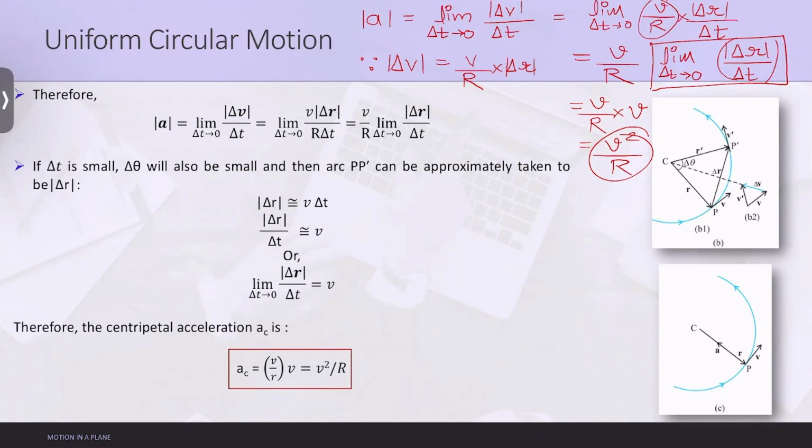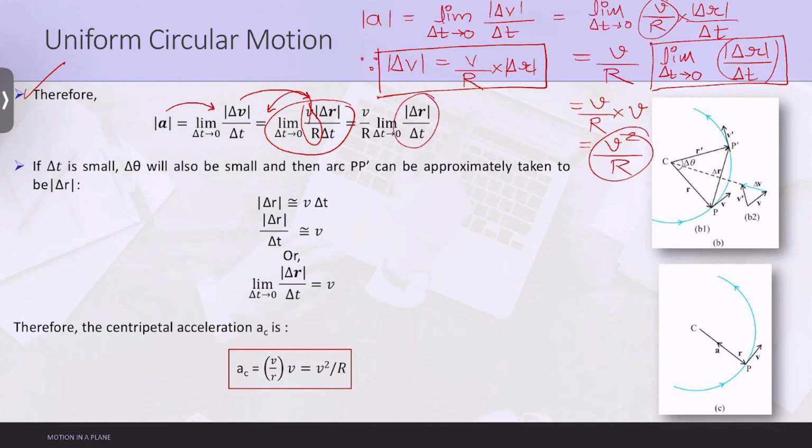Okay. So before going forward, let me just iterate everything which is written here. Therefore, mod A is equal to limit delta T tending to 0 mod delta V by delta T. Just putting this equation, this equation here, that is mod of delta V. Using these two equations, we can just substitute this here. You can get mod of delta V nothing but V by R into delta R. Hence, average acceleration will give you the expression which is V by R into mod delta R by delta T. V by R can be put outside of the limit, and you will get V by R into limit delta T tending to 0 del R by del T.